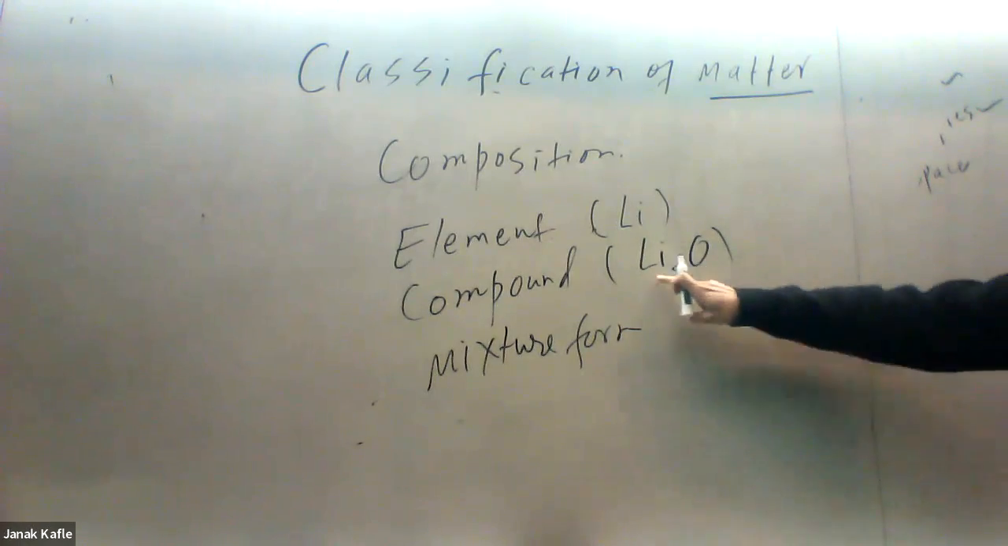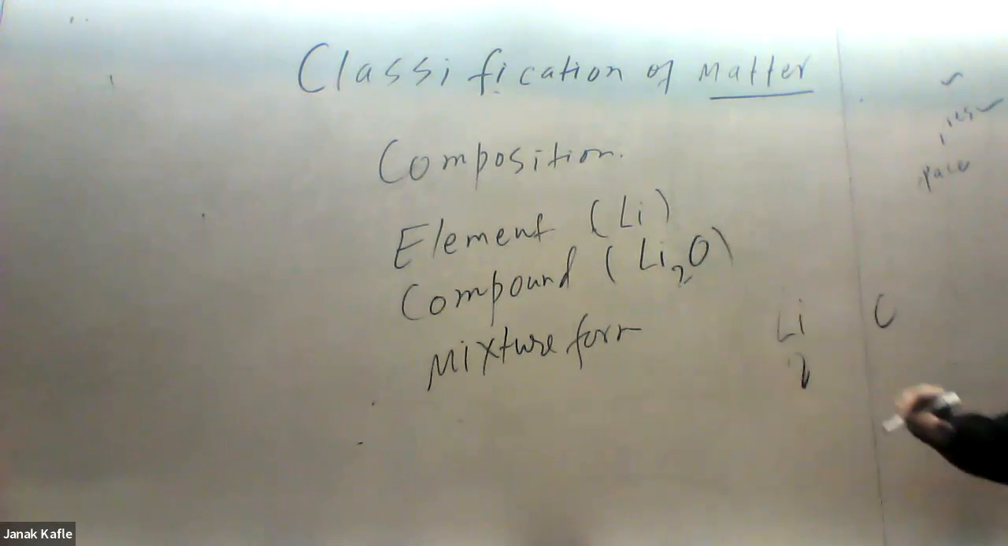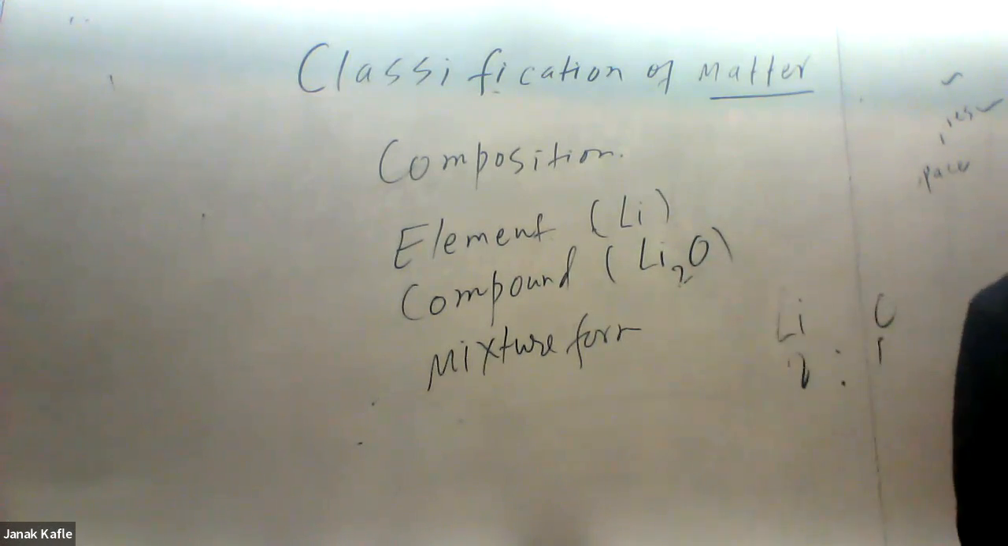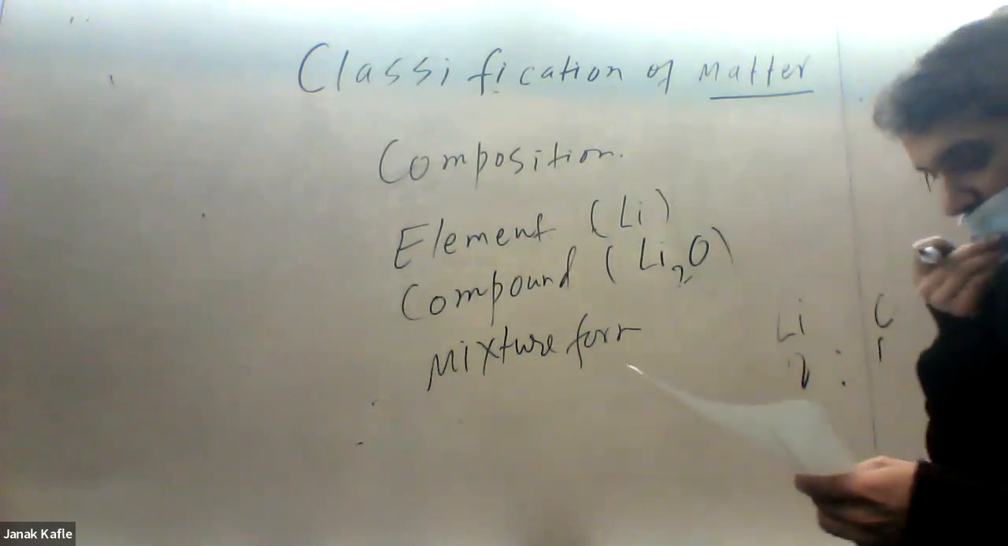If you look at the ratio here, what is the ratio of lithium and oxygen? Lithium is 2, oxygen is 1. So 2:1, right? So in a compound, elements combine in a certain ratio. Make sense? If you try to react the lithium with oxygen, they always combine that way. So always 2:1. One oxygen holds 2 lithium. There is no other way. Everybody got that? So that's a compound.